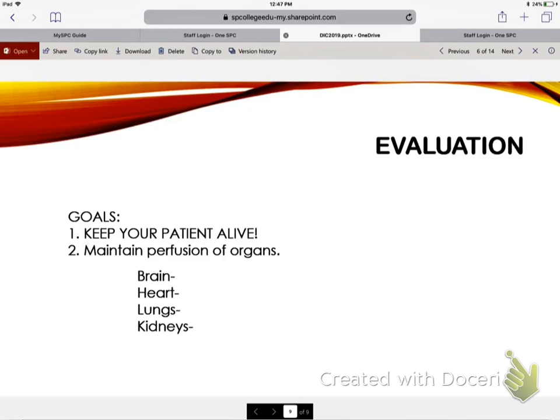So your goal is to keep your patient alive, right? We want to make sure that we're maintaining perfusion of the organs. So that's going to be our big thing with these patients. Until we can treat that underlying cause, we want to make sure that we are at least monitoring the perfusion.